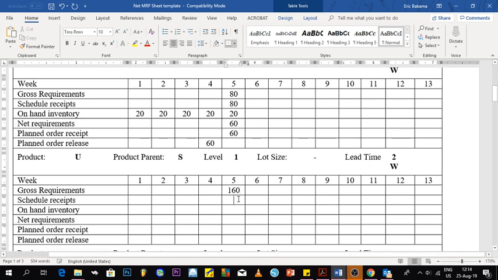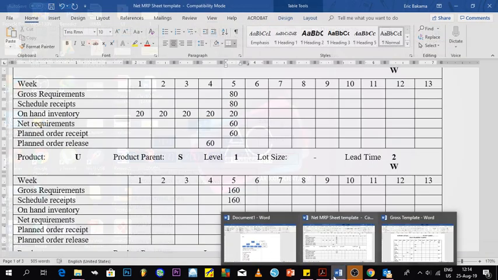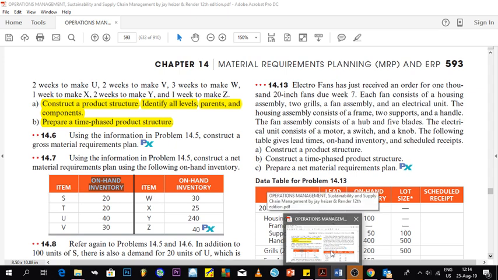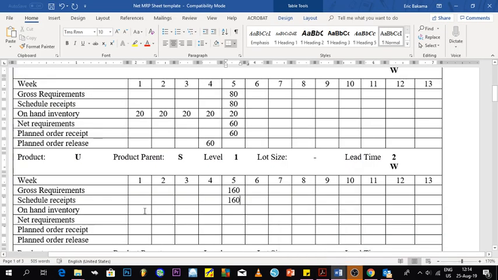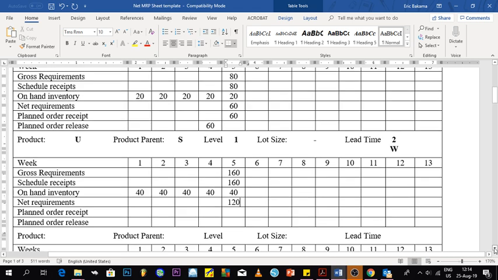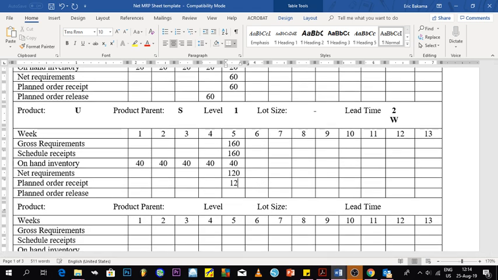Then we have 160 here again. The inventory on hand for that component U is 40. So you go back with 40, 40, 40, 40, and 40. The net requirement is going to be 120, because we have 160 minus 40. Then we have 120 here.